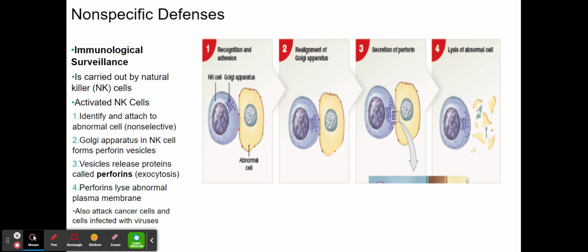3 is the secretion of perforin. These perforins are released at the NK cell surface by exocytosis and diffuse across the narrow gap between the NK cell and its target. 4 is the lysis of the abnormal cell.